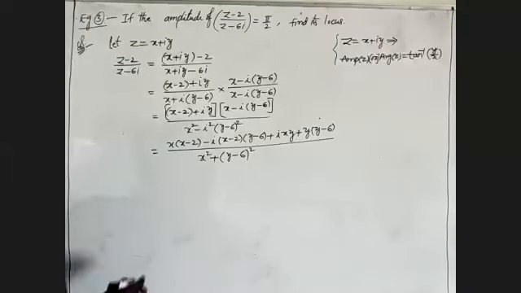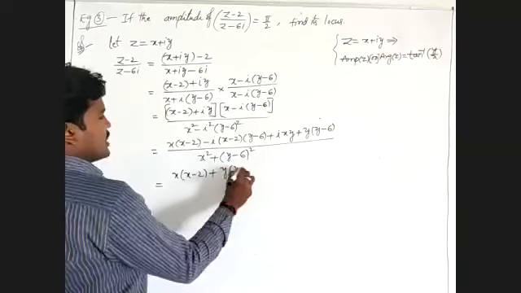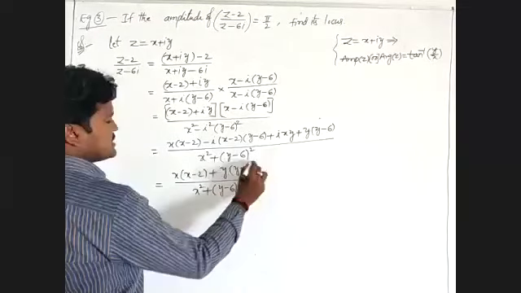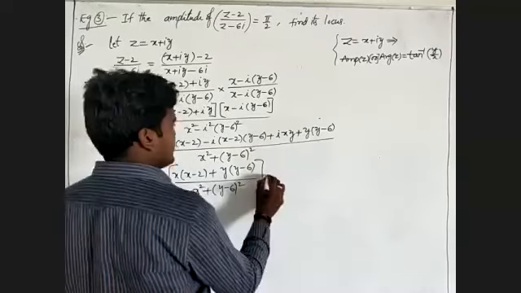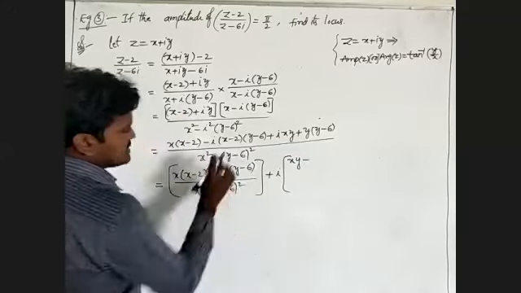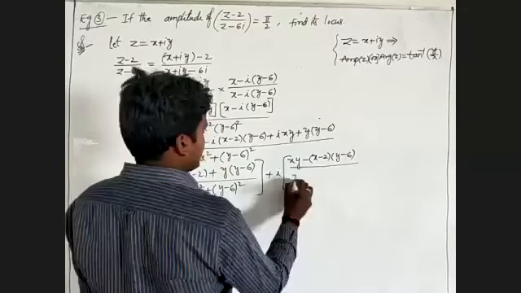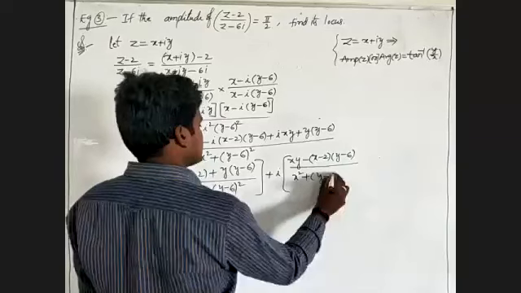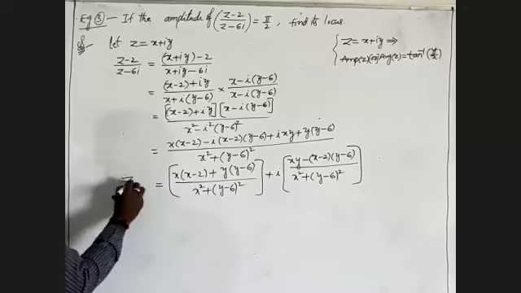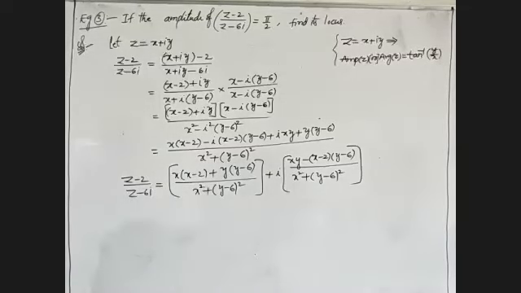Here we write the real and imaginary parts. We get the real part as x into (x minus 2) plus y into (y minus 6), divided by x square plus (y minus 6) whole square, plus the imaginary part: i into [xy minus (x minus 2) into (y minus 6)], divided by x square plus (y minus 6) whole square. This is the value of (z minus 2) by (z minus 6i).